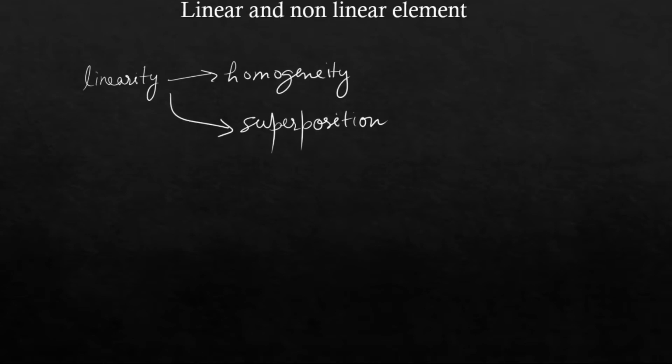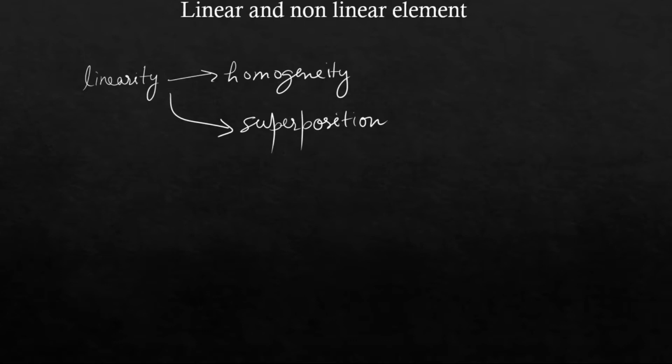Moving on to the next definition, we have linear and non-linear elements. Up to now we were studying the characteristics of a circuit or a network. Now we are talking about the elements used in that network. First of all, what is linearity? This definition is also used in reference to signals. Linearity requires two principles or two conditions. One is called homogeneity and the other is called superposition.